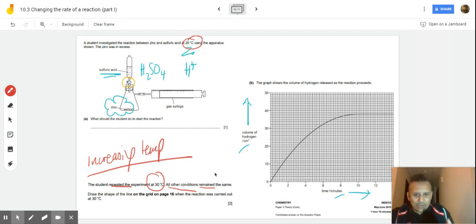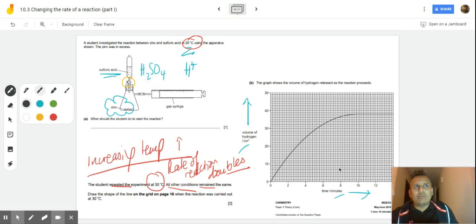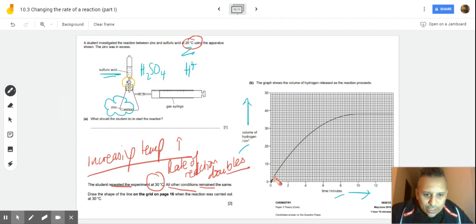Okay, so with a 10 degree temperature rise, we learn that the rate of reaction doubles. All right, so if the rate of reaction doubles with a 10 degree rise, we can actually do this. If the rate of reaction doubles, that means that the gradient, when the reaction is happening and all the particles are bashing together, the gradient actually doubles as well. Okay, so if the rate of reaction doubles, that means that this gradient over here is going to double as well.